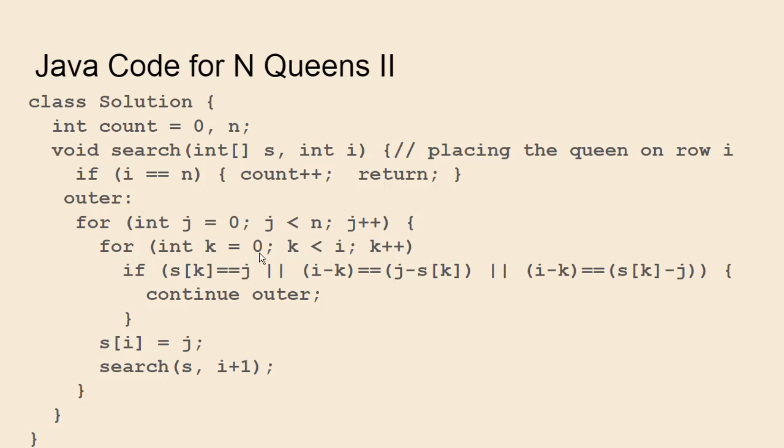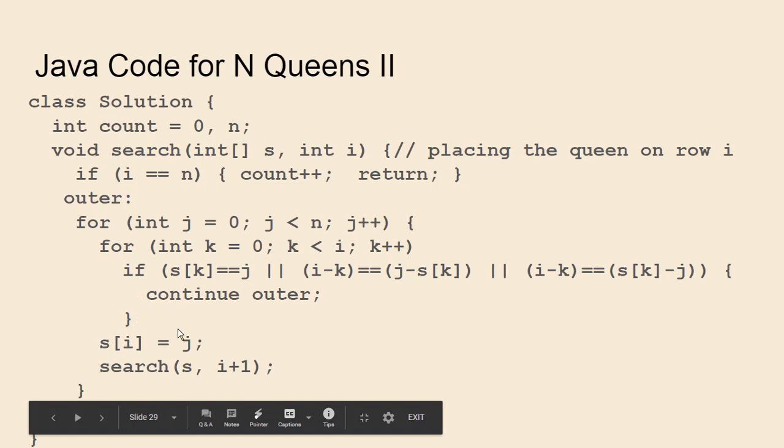We need to check three things. First, whether there's another queen in the same column. That's easy to check. We loop through all the rows already placed, and simply check whether another queen that's already placed has the same column number J. If that is the case, then it's not going to work. We want to try the next position, so I want to exit this inner for loop.